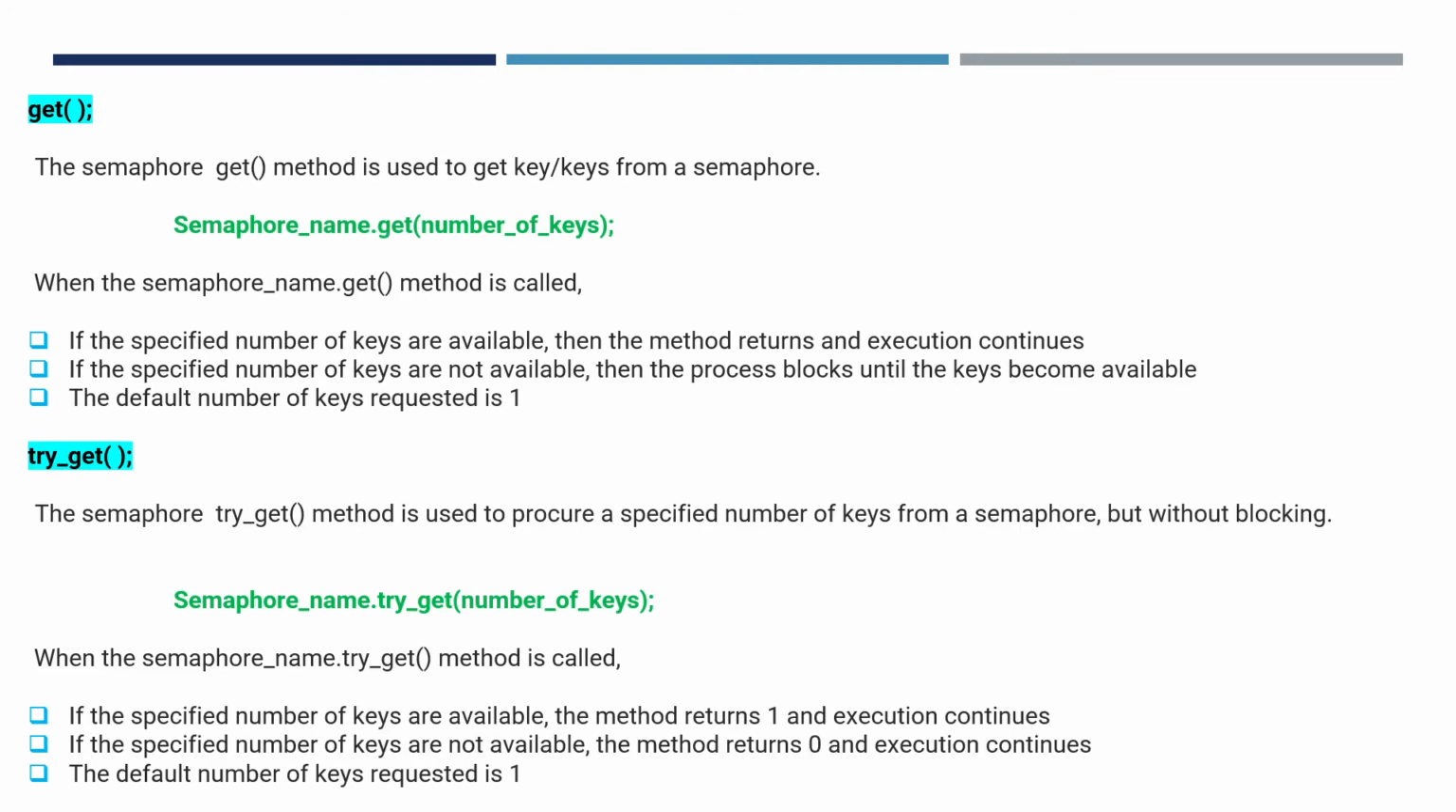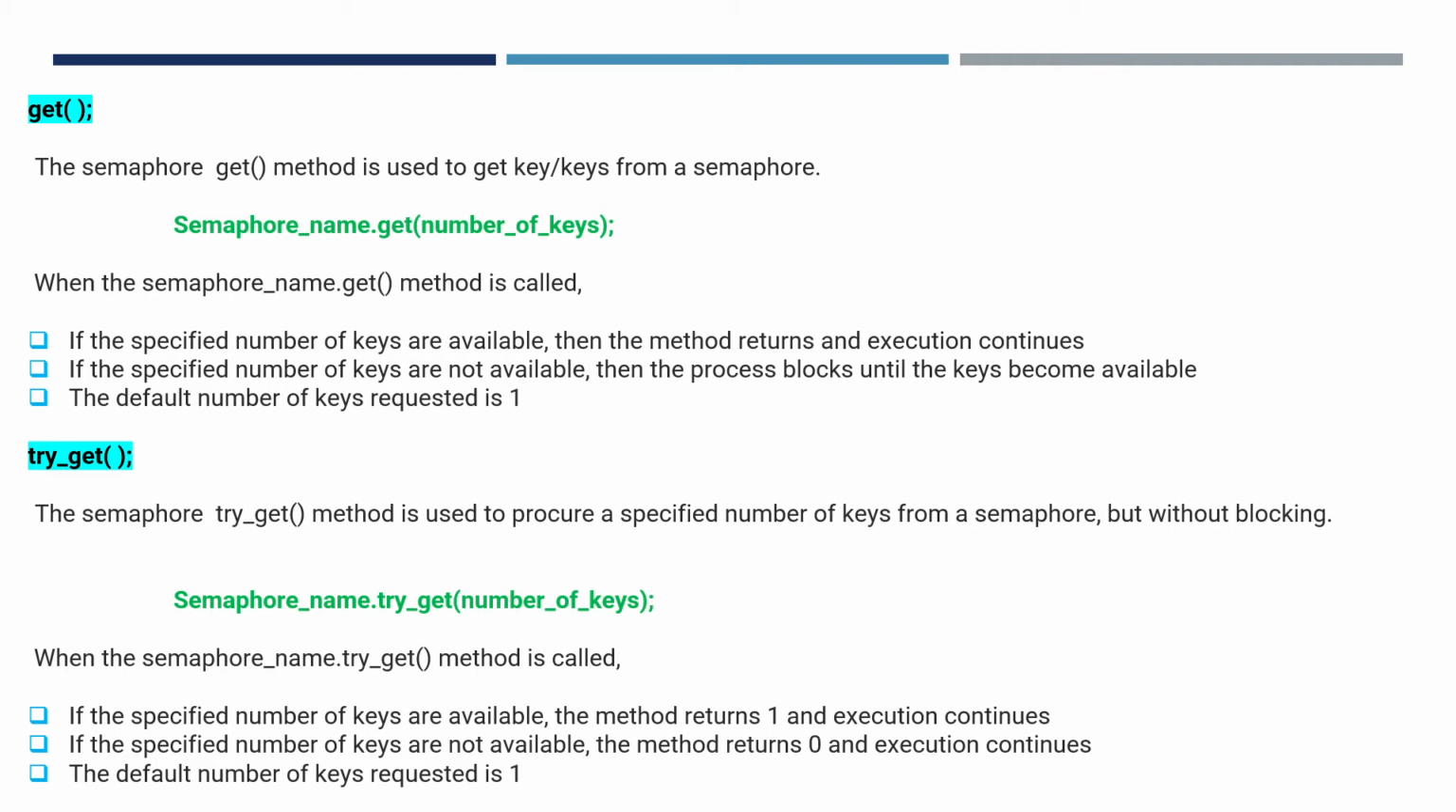The next one is get. The semaphore get method is used to get key or keys from a semaphore. Its syntax is semaphore_name.get(number_of_keys); When the semaphore_name.get method is called, if the specified number of keys are available, then the method returns and execution continues. If the specified number of keys are not available, then the process blocks until the keys become available. The default number of keys requested is 1.